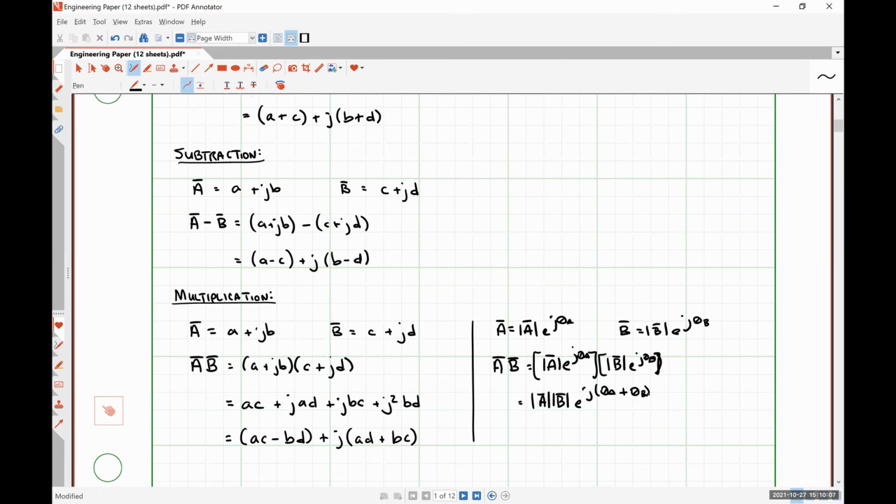What happened in the multiplication in the rectangular form? What happened to the j squared BD? Okay, so earlier, we wrote down a table that had j to different powers. Do you have the table written down? j squared is negative 1. So that's why I got rid of the j squared and lumped that in with the real number terms. Oh, so that negative BD is actually minus j squared BD. Does that make sense? Yes.